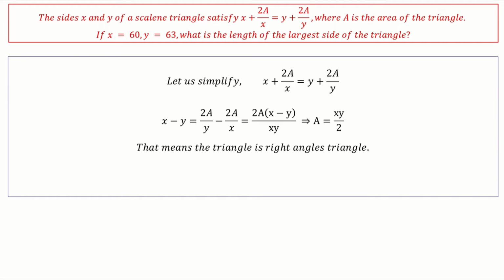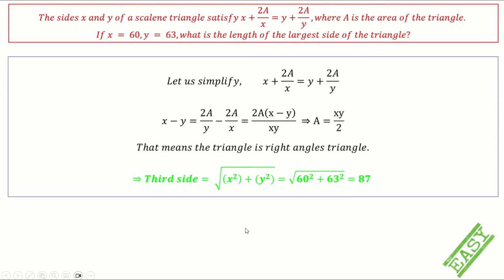Okay? So you apply Pythagoras theorem to find the third side, and the third side is 87. So 87 is the largest side. That's the answer. It's easy. Next.